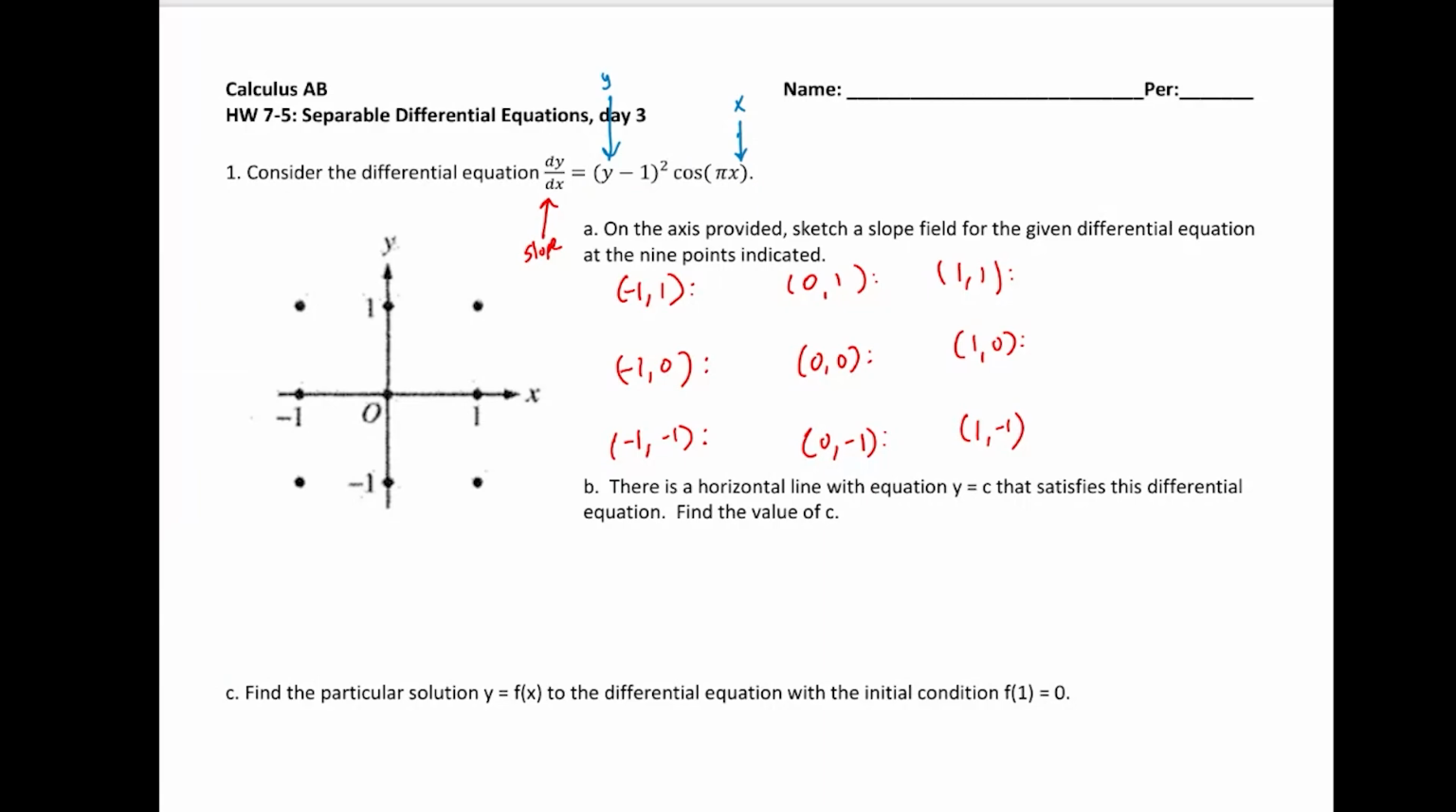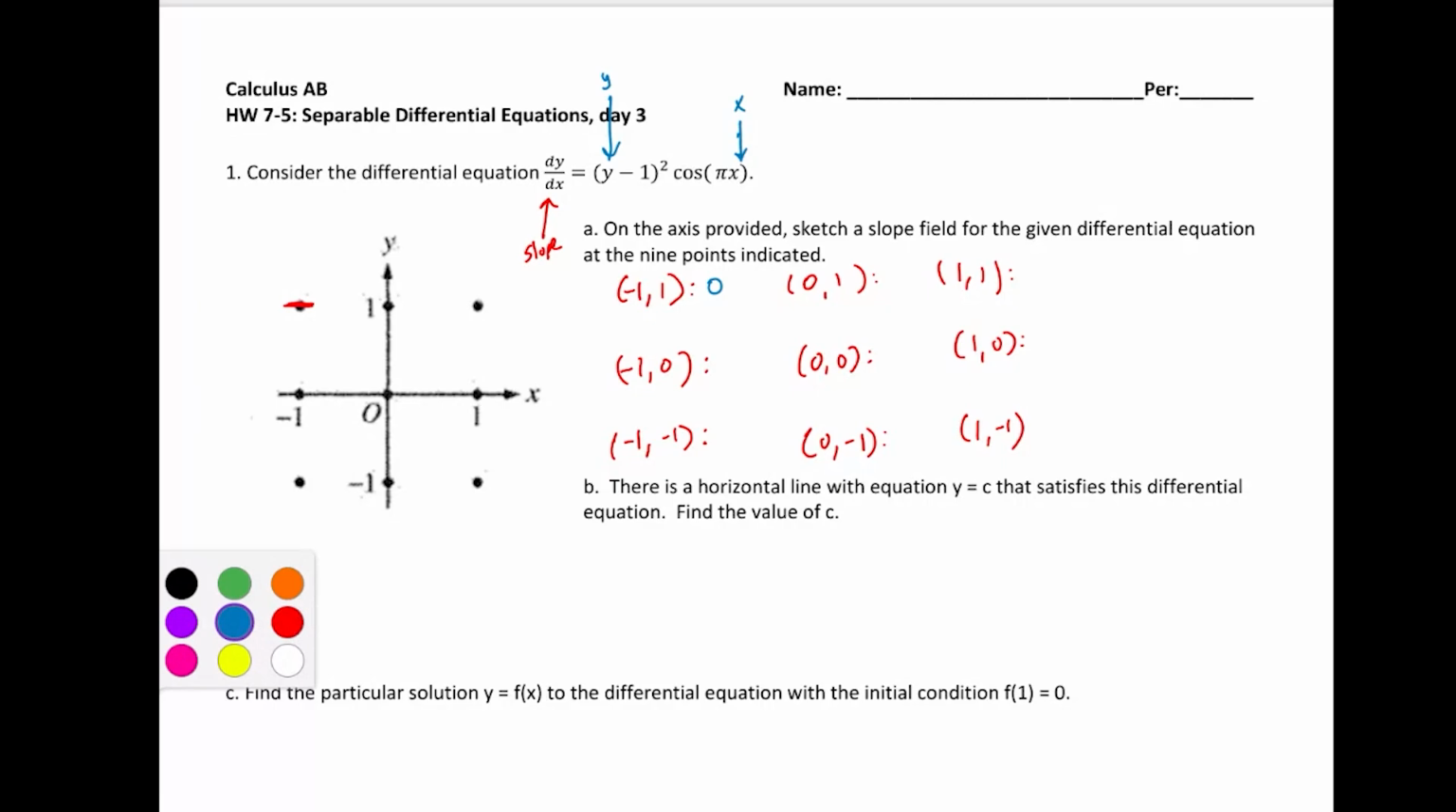I'm just going to plug these in and simplify as I go here. So if I plug in 1 into y, I get 1 minus 1, which is 0. And then actually I don't even have to go any further because 0 times anything is 0. So at negative 1, 1, we have a slope of 0. And that's going to be a little horizontal line here.